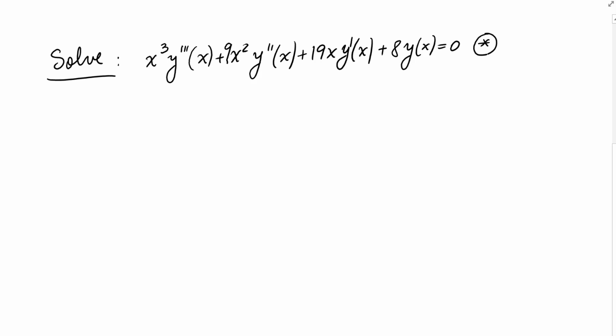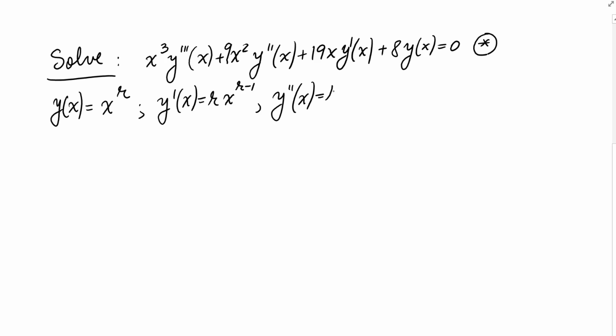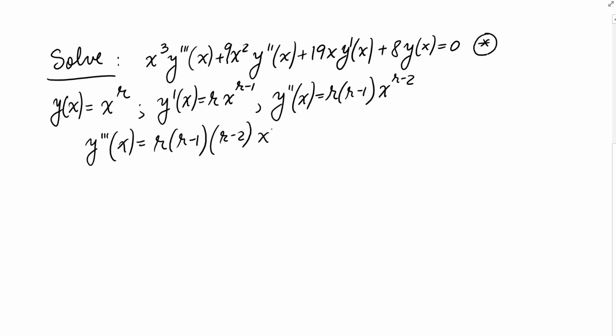x to the third y triple prime of x plus 9x squared y double prime of x plus 19x y prime of x plus 8y of x equals 0. So we are looking for solutions of the form y of x equals x to the r. So let's do all the derivatives. y prime of x equals r x to r minus 1 using the power rule. y double prime of x is r times r minus 1 x to r minus 2. y triple prime of x is r times r minus 1 times r minus 2 x to r minus 3.